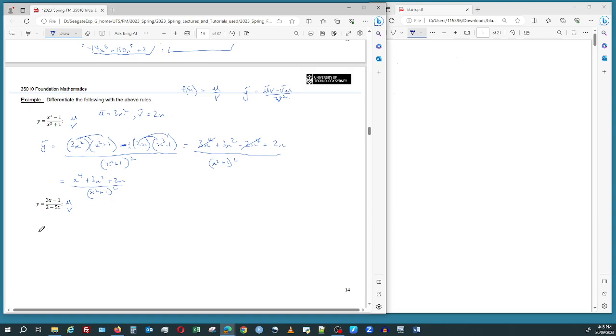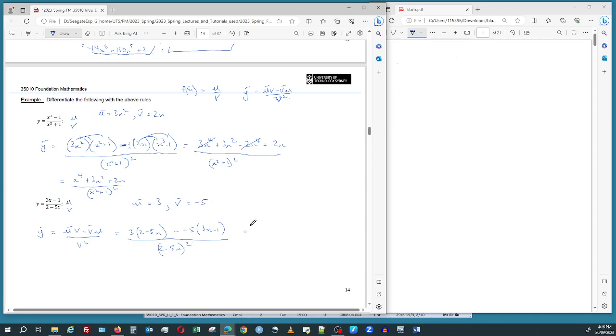y dash is going to be our formula. u dash is going to be equal to 3. v dash is going to be equal to minus 5. So we can put these in now. 3 times 2 minus 5x, minus minus 5 times 3x minus 1, over 2 minus 5x squared.